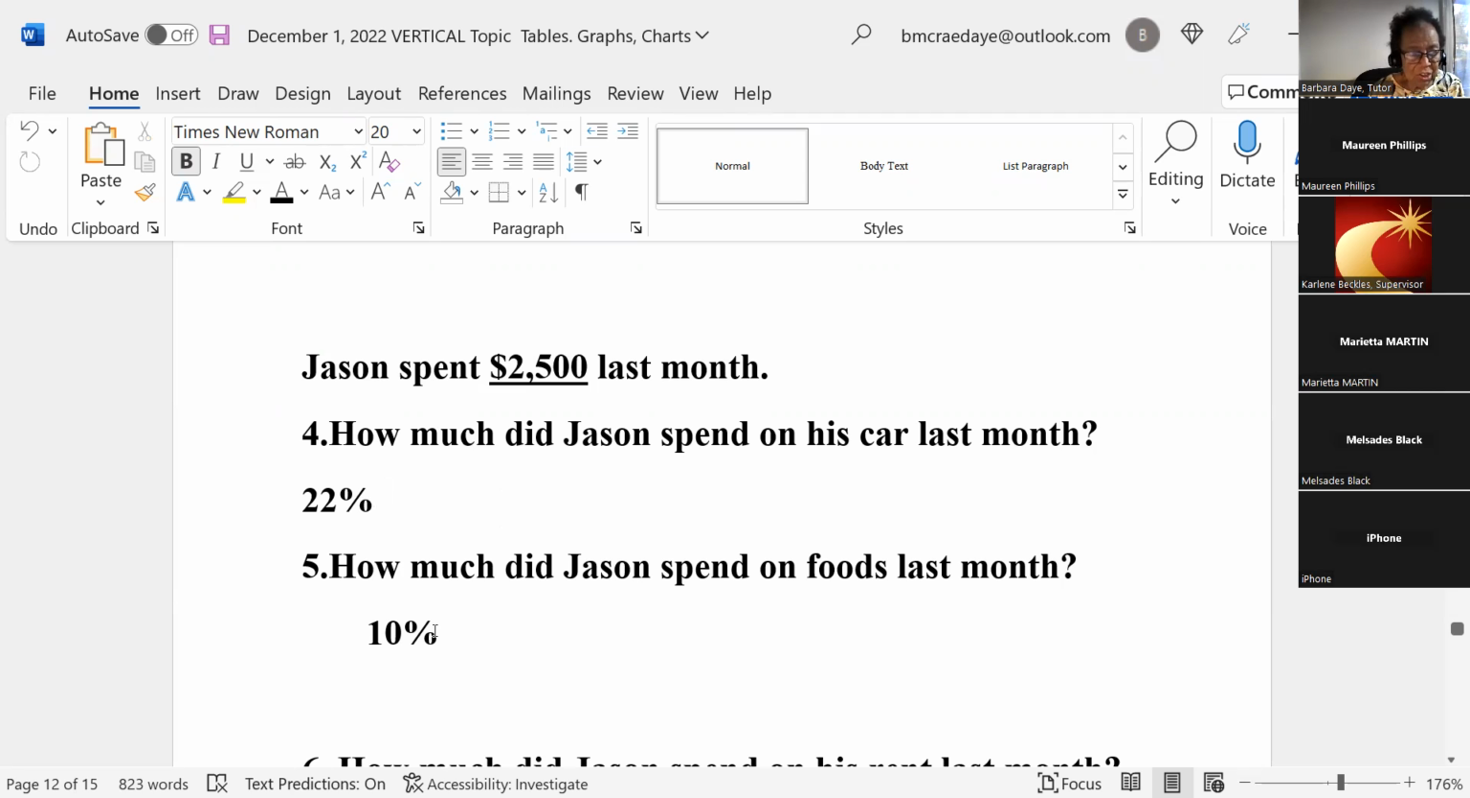How much did Jason spend on his car last month? What's your dollar amount? I get 155. I'm guessing that's from my calculator. How did you find that, Maureen? I multiplied 22% by that. Yes, 22% of 2,500. And what did you do?